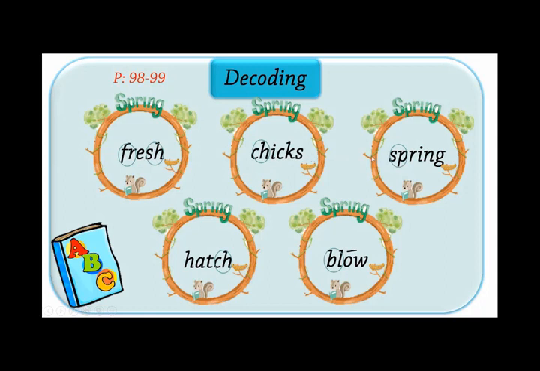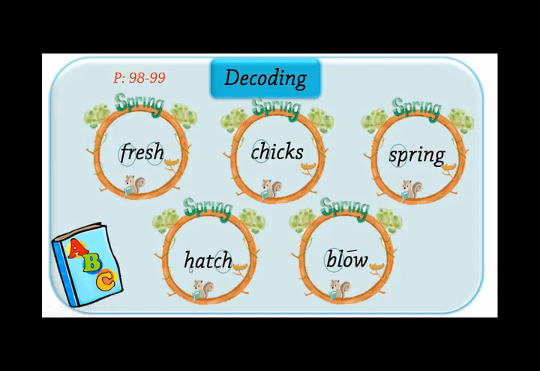Move with me to the third word. S, p, sp. Yeah, s, p, sp. R, i, n, g. Ring, spring. Say it aloud. Sp. Ring, spring. Let's go down together. This word is hatch.